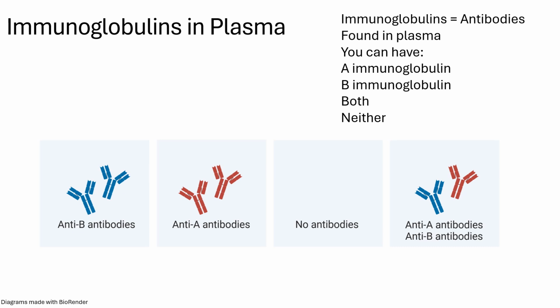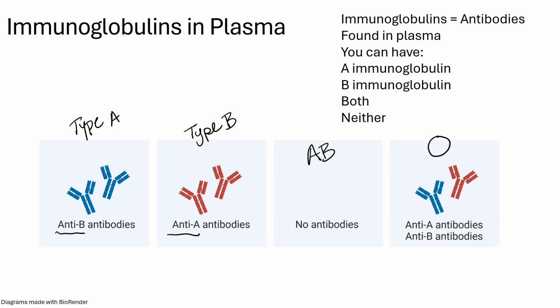Whatever antigen you don't have, you have the corresponding antibody. In your body, you never want the antigen and the antibody to meet each other. So if you are blood type A, you only have the B antibody floating around in your plasma. If you are blood type B, you have the A antibodies in your plasma, because you would not have the antibody that matches your antigen. If you are blood type AB, you don't have any antibodies, and that's fine. And if you're like me, blood type O, you have both antibodies.